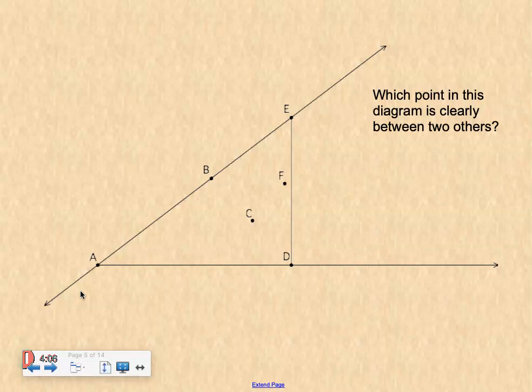So now this isn't in your notes, but I want you to take a second to look at the screen and decide which point in this diagram is clearly between two others. So let's just decide maybe if it can even be figured out or determined or not. But just take a moment and figure out which point is clearly between two other points. There's a lot of options here.